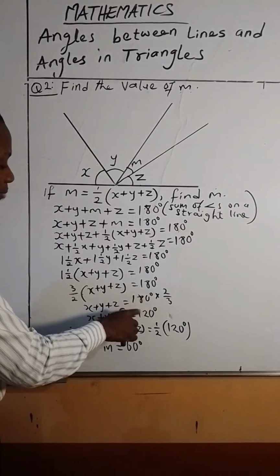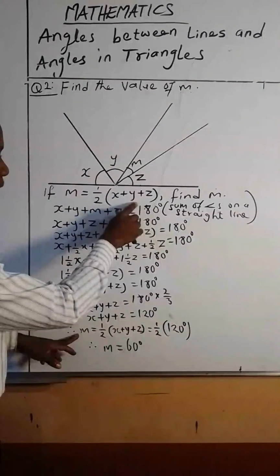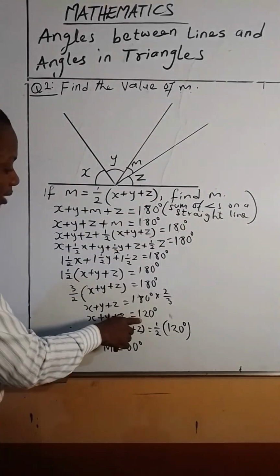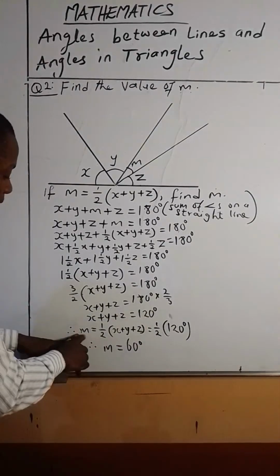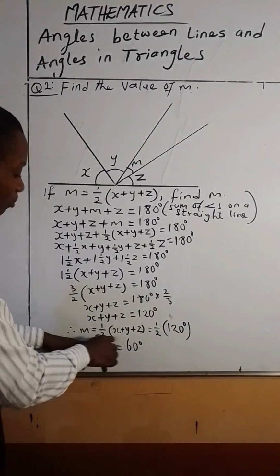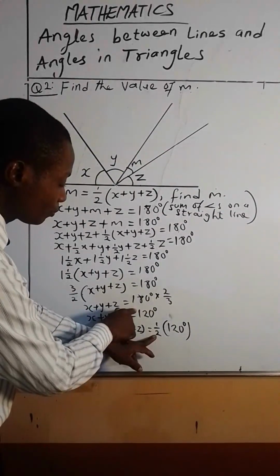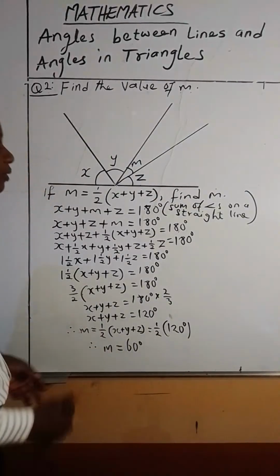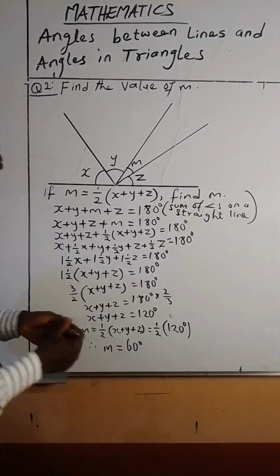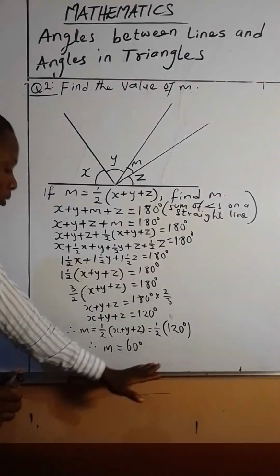But the question is demanding for half of it. That is half of x plus y plus z. So it means it's demanding for half of 120 degrees. So m is equal to half of x plus y plus z, which is half of this 120, which gives us 60 degrees. So that is the solution to question number 2, and I hope it is well understood.